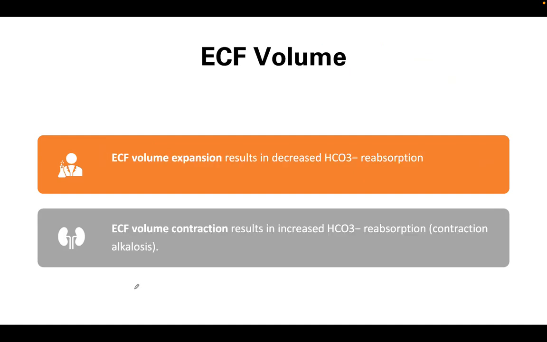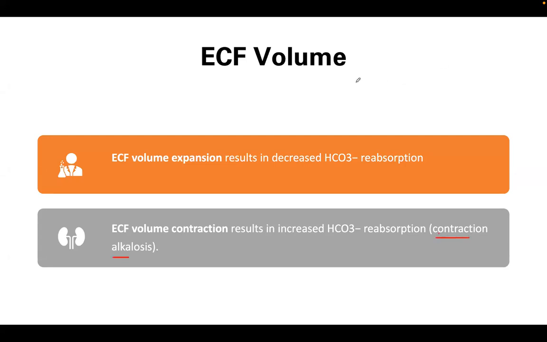With regards to ECF volume, always remember there is volume expansion. ECF volume expansion results in decreased reabsorption of bicarbonate. ECF volume contraction results in increased bicarbonate reabsorption. This is what we call contraction alkalosis.